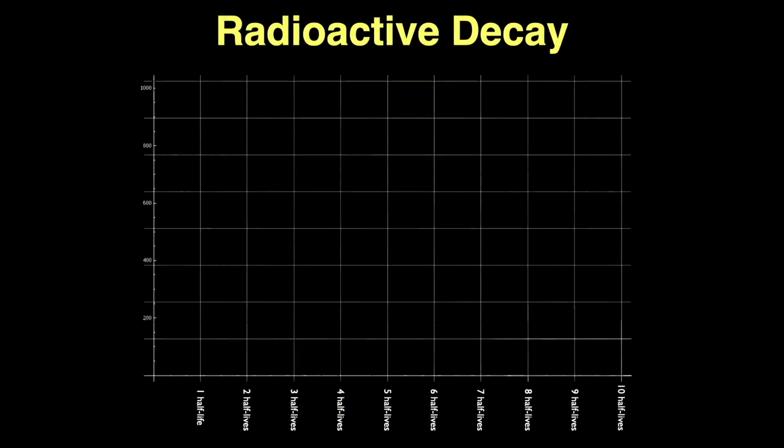What's a half-life? This graph shows an exponential decreasing curve. As an example, let's say we start with 1,024 atoms of any isotope. You'll see why I chose 1,024 atoms. Hint, it's a power of 2, and we're going to be doing a lot of dividing by 2.